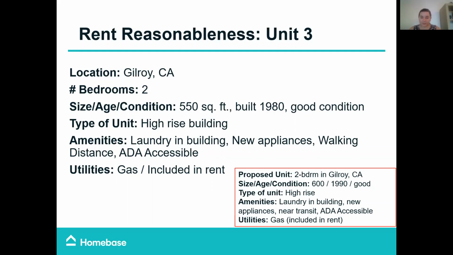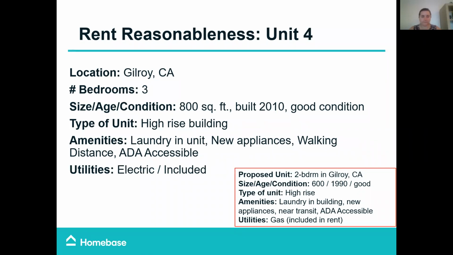Awesome. No, thanks for highlighting that, Eli. Great. So let's take a look at another unit here, because we've got 2 that are comparable, but we do need 3. So let's take a look at unit number 4. Unit number 4 is a 3-bedroom apartment in Gilroy. It is 800 square feet and in a high-rise building built in 2010 that is in good condition. The amenities include laundry in the unit, new appliances, walking distance to community locations, and it's ADA accessible. And electric utilities are included in the rent.